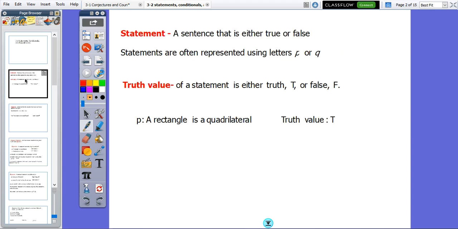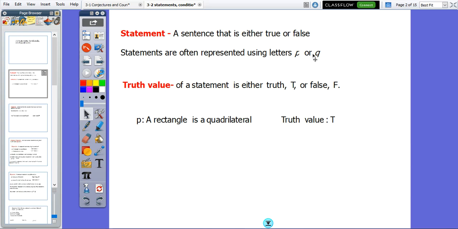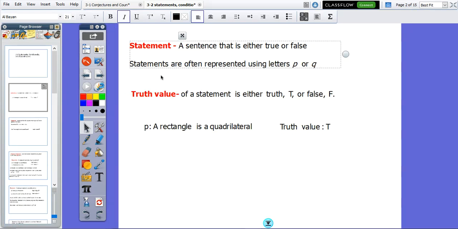What's a statement? A statement, again, is just a sentence somebody says. Is it true? Is it false? Who knows? But we do know that they are statements. Statements are represented by using the letter P or Q. We use that to avoid having to write the whole statement out every single time. We just say, hey, statement P, statement Q. I don't know why they picked those letters particularly, the math gods, but that's the letters they picked.